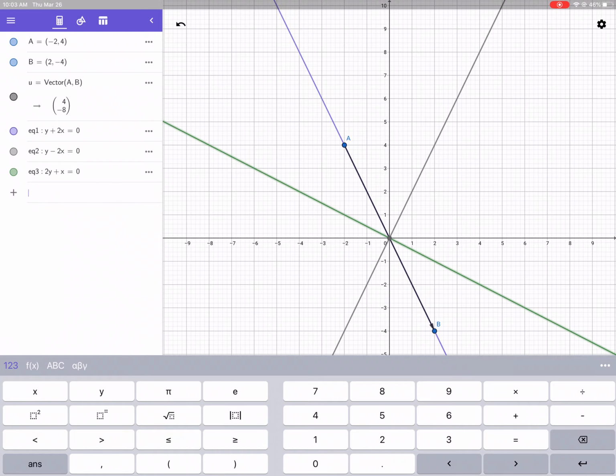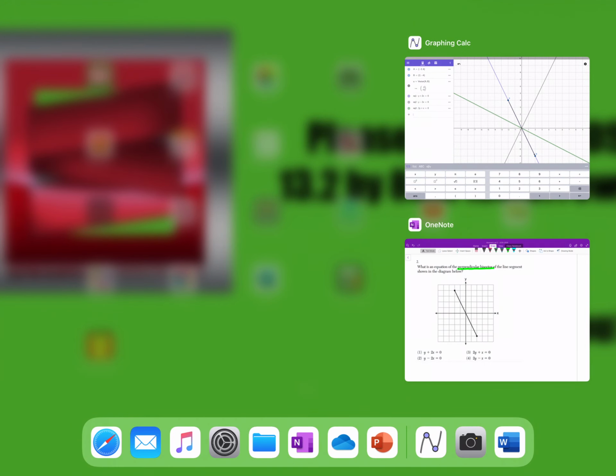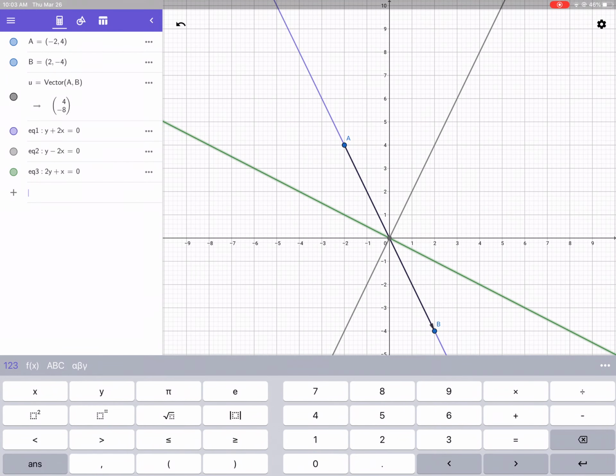Alright, once again, not perpendicular. Choice 4, hopefully it's that. 2y minus x equals 0. Alright, you can see that that is perpendicular to the initial line.